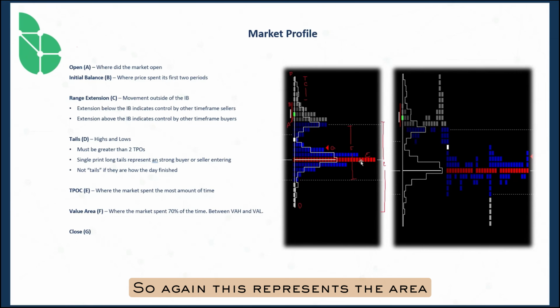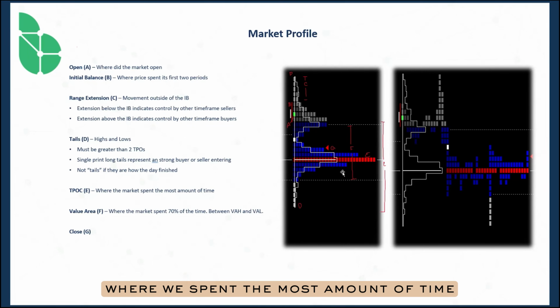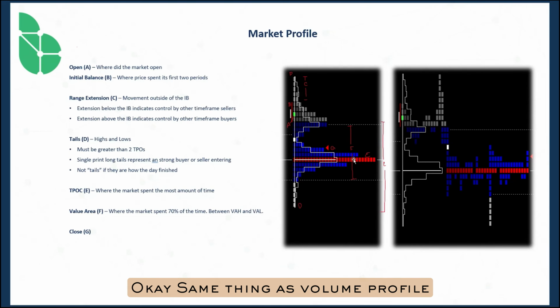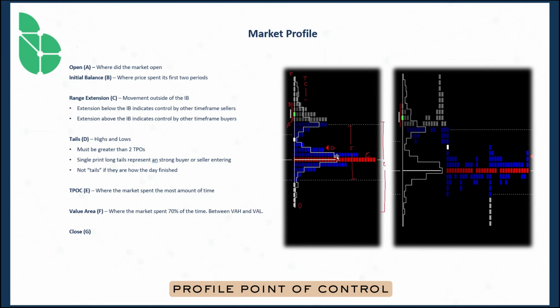Again, this represents the area where we spent the most amount of time. Same thing as volume profile. I have the volume profile right here, and in this case they do line up, but it's not the same conversion. So this is where we spent the most amount of time. Sometimes they do line up. Often you will see that the volume profile point of control and the TPO chart point of control line up as well.